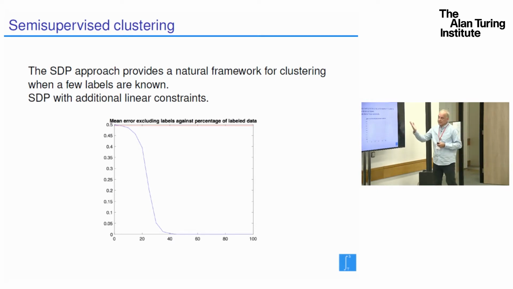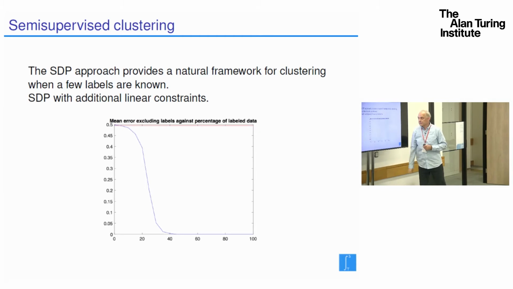In our case, it's just an SDP with a few additional linear constraints. So we can also solve this very, very fast. And this is just an example that we have here. I've made up a really mean problem where the clustering fails. I mean, it was designed to fail. And if I show you a few labels, it starts to improve fairly quickly. And so this is at least one approach to bring semi-supervised clustering closer into a reasonable theoretical framework.